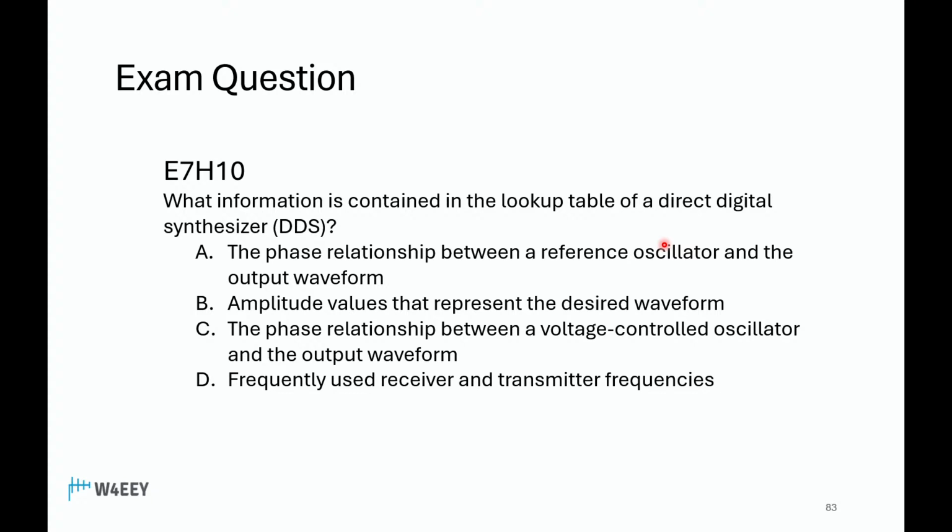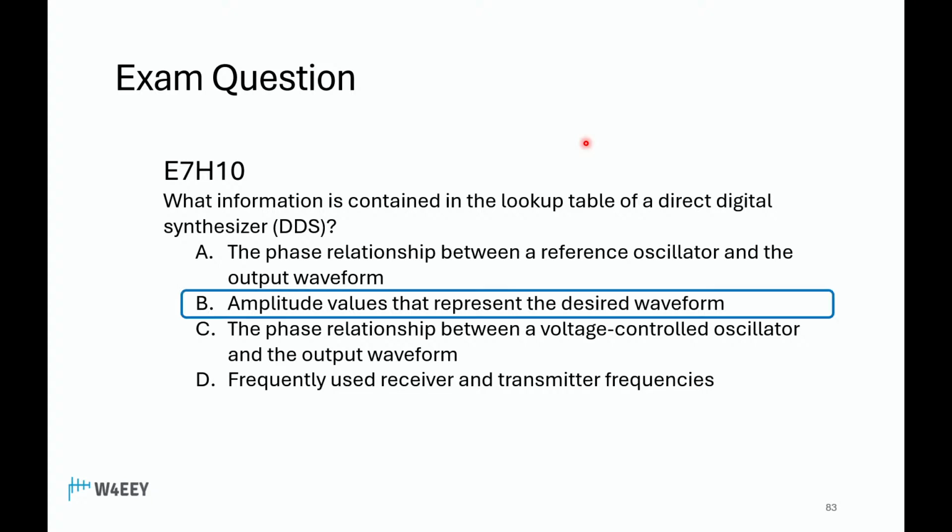Correct. What information is contained in the lookup table of a direct digital synthesizer? So the lookup table is used to do what? Bravo. It is Bravo. Amplitude values that represent the desired waveform. Now, how fast we're creating that will cause it to be on one frequency versus another.